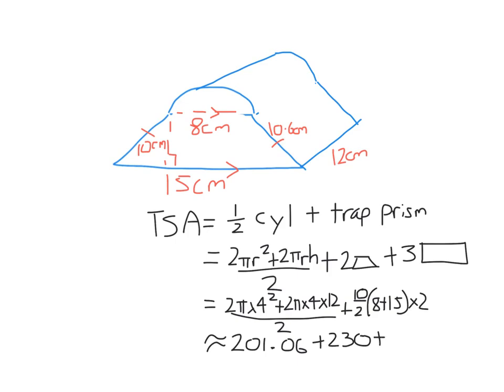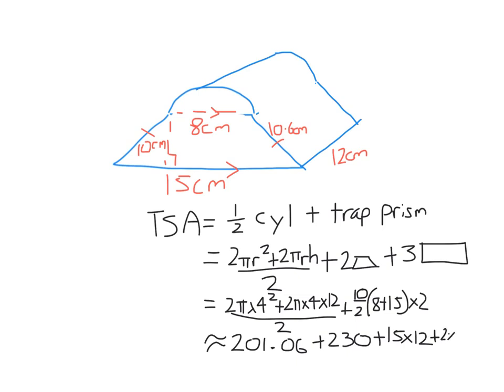So let's look at the 3 rectangles. The rectangle on the bottom is 15 by 12. And the other 2 rectangles that form part of the trapezoidal prism, this one and the one on the other side, they're both equal to 10.6 times 12.